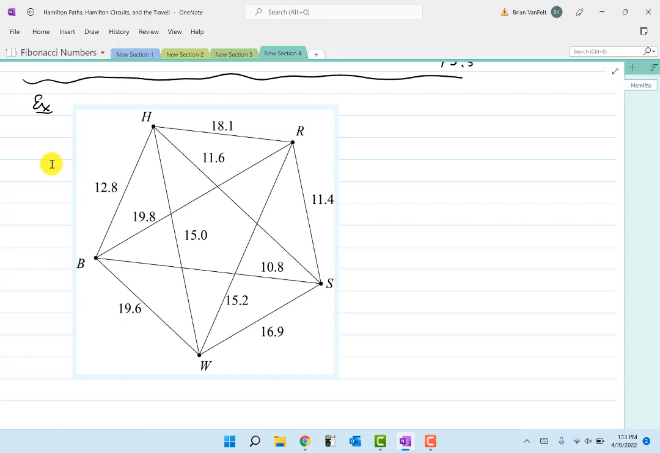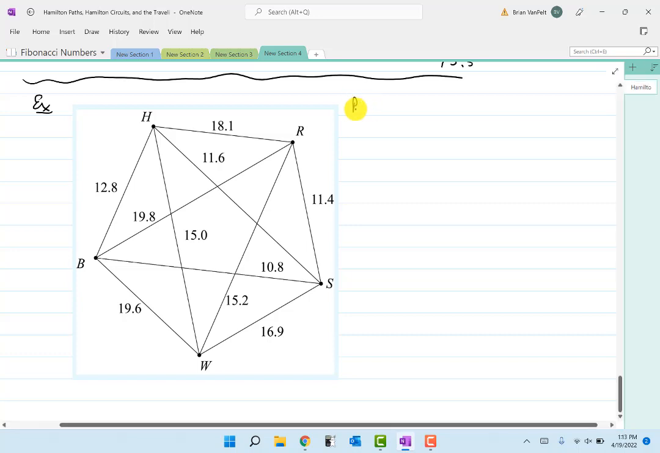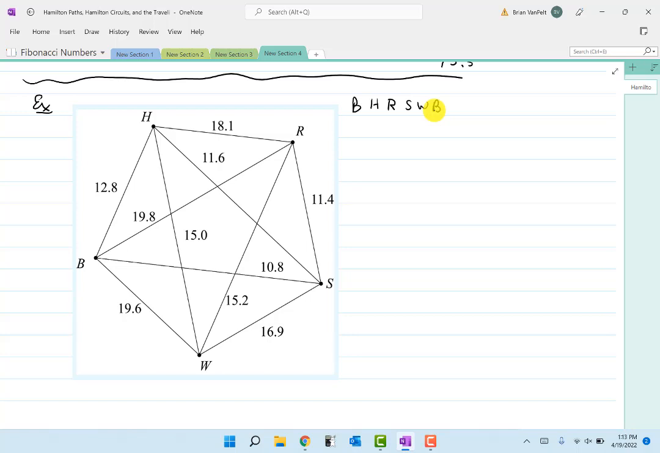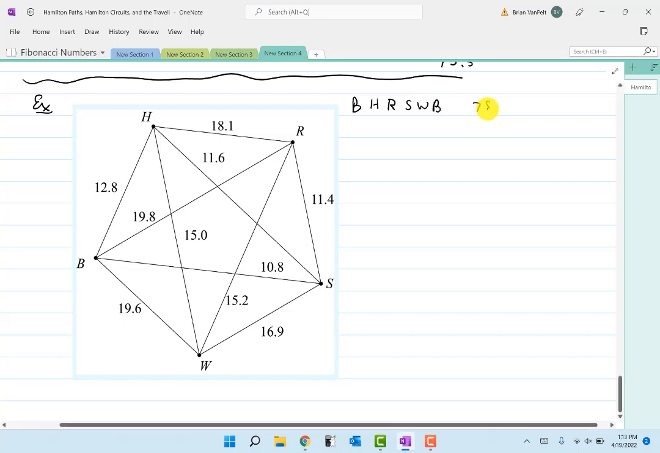So what I'm going to do is this. I'm going to start all of mine at B, and I'm also going to end mine at B. So between B and B, I will have to visit H, I will have to visit R, I will have to visit S, W, and then come back to B again. So I'm going to write all of those down and what their total value is worth, or total weight, I think is what they call it.